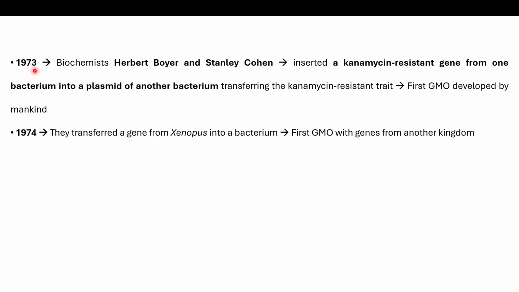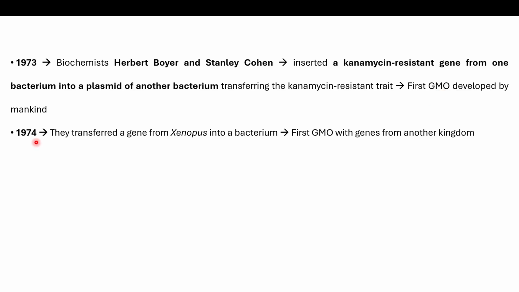Similarly, for the very first time in 1973, Boyer and Cohen inserted one gene from one bacterium into another bacterium, and that particular gene helped the bacterial cells to be resistant to a particular antibiotic, which was kanamycin. When this gene got transferred into another bacterial cell, it transferred the kanamycin resistant trait. This is the first instance of a GMO, or genetically modified organism, developed by humans.